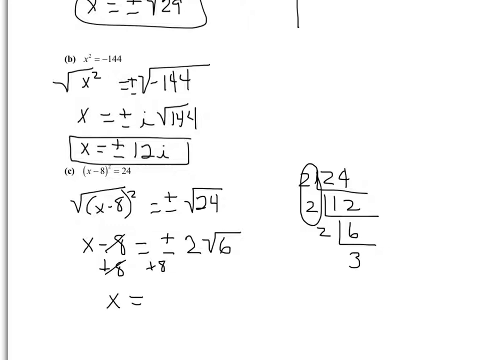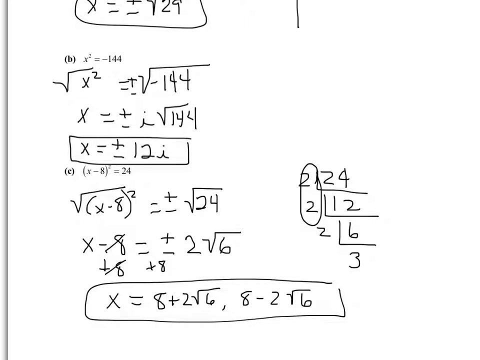And x would equal 8 plus 2 square root of 6, comma, 8 minus 2 square root of 6. If you were typing it in the computer, that's the way the computer would want you to type it in.